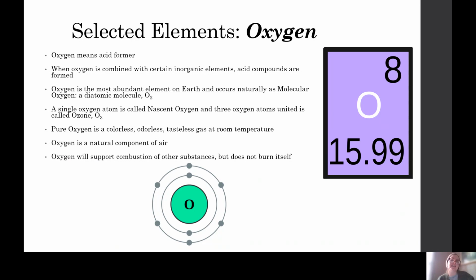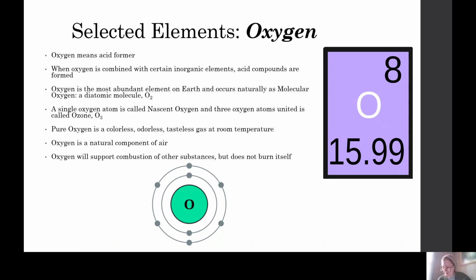And it occurs naturally as molecular oxygen, which is a diatomic molecule, O2, meaning those two atoms are working together as one molecule. A single oxygen atom is called nascent oxygen, and 3 oxygen atoms united chemically is called ozone, or O3. Pure oxygen is a colorless, odorless, tasteless gas at room temperature, and it's a natural component of air. Oxygen supports the combustion of other substances, but does not burn itself.